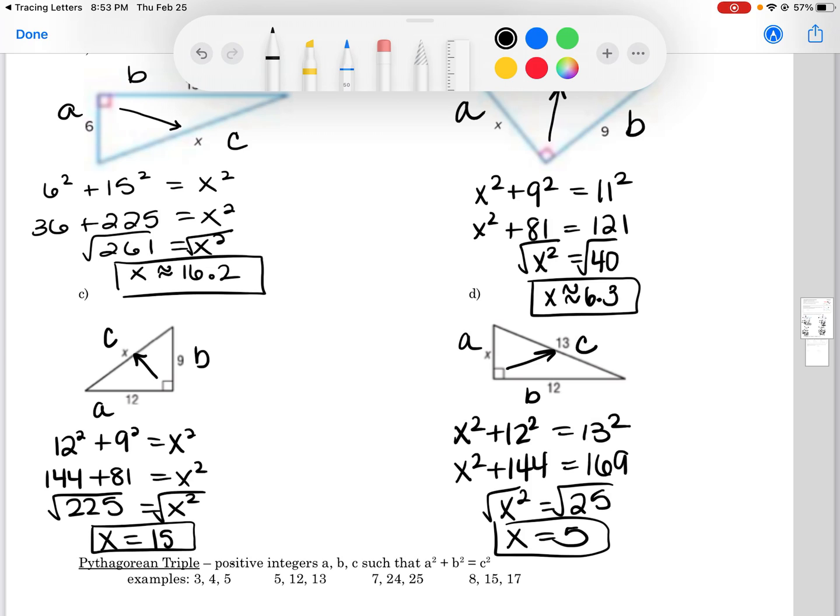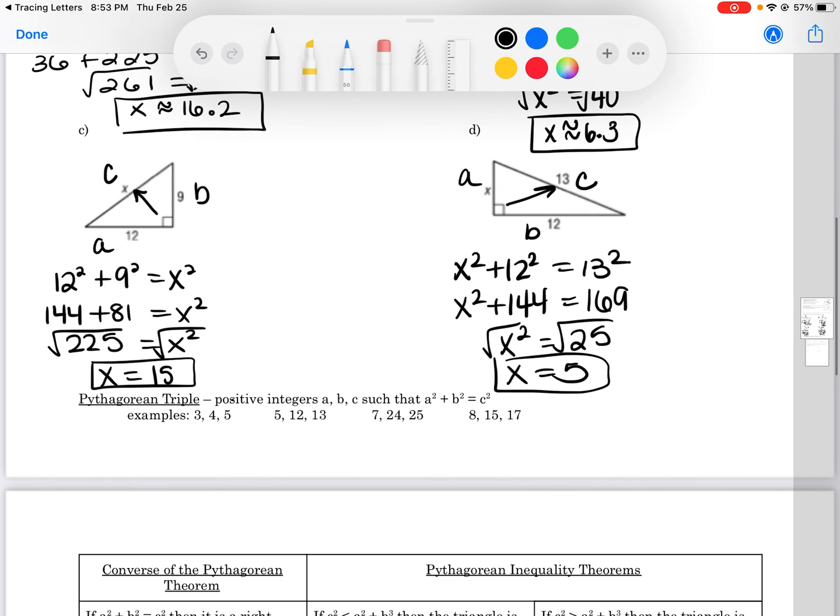So if you notice, those last two problems worked out very nicely. I had integers as my parts that were given to me, and my answers were integers. When that happens, those are special Pythagorean triples, or multiples of Pythagorean triples. So Pythagorean triples are positive numbers that fit that a squared plus b squared equals c squared equation. The most common examples you'll see are 3, 4, 5; 5, 12, 13; 7, 24, 25; and 8, 15, 17. And most are just multiples of those guys.